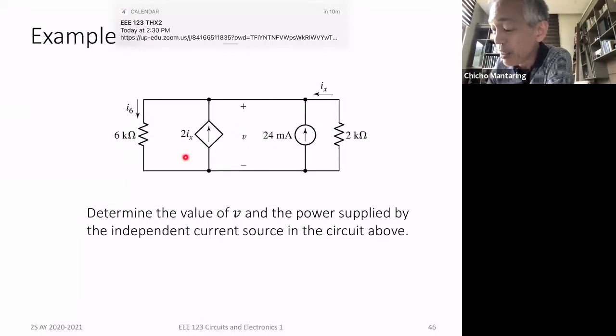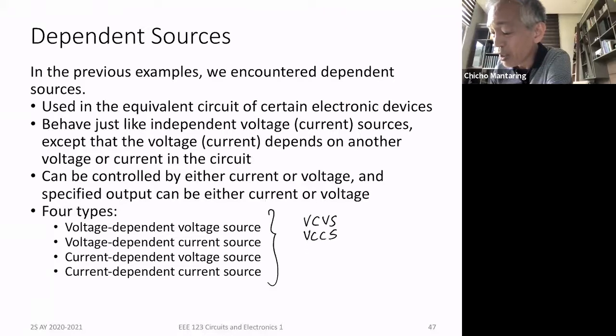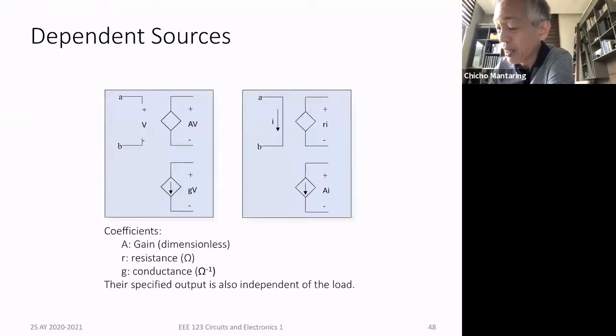Again, this is also a controlled source. If you go through the notes, it's going to show you that there are 4 types of controlled sources. Usually you call them voltage controlled voltage source, voltage controlled current source, current controlled voltage source, and current controlled current source. Those are the 4 types of controlled sources. This is the symbol of your voltage controlled voltage source. This is the voltage controlled current source. This is the current controlled voltage source, and this is the current controlled current source.